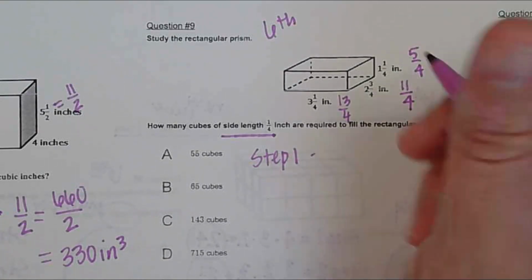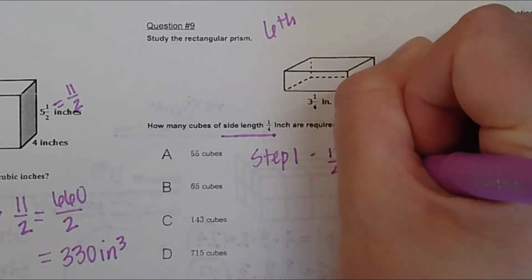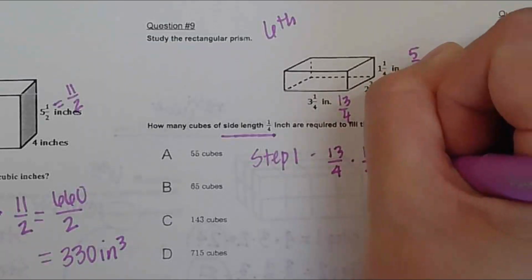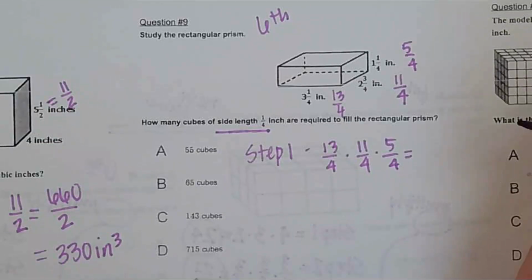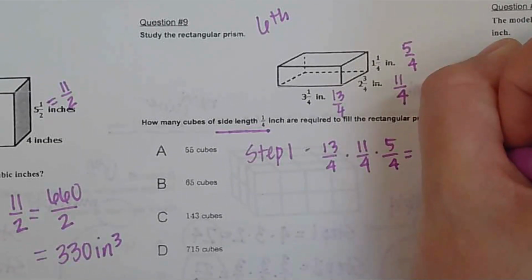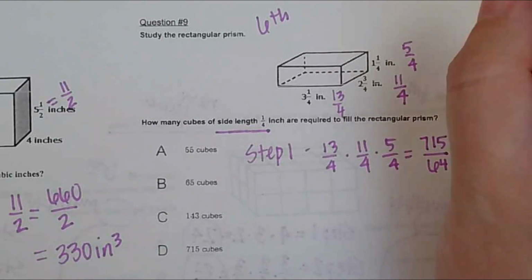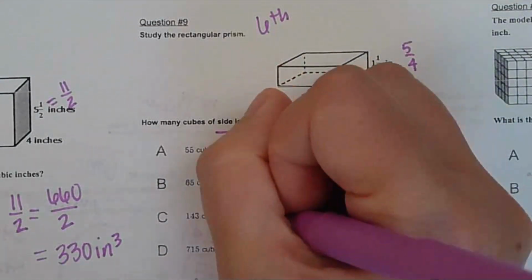The normal 5th grade way right there. 13/4 times 11/4 times 5/4. And multiply it straight across. Don't do anything else to it except write down what it is when you multiply straight across. You get 715 over what? And you circle your answer. Step 2.